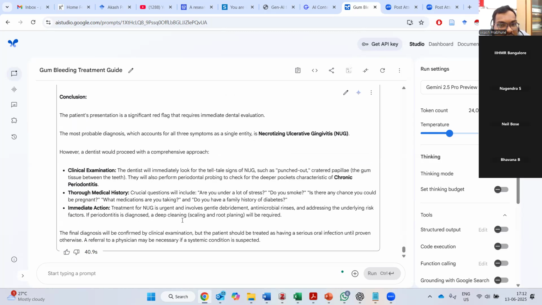Deeper chronic periodontitis and others. Okay. Anyone has got a different answer than ANUG? Hopefully, this is not the good thing. Oh, okay. You also got ANUG? No. Good. Final diagnosis is that.